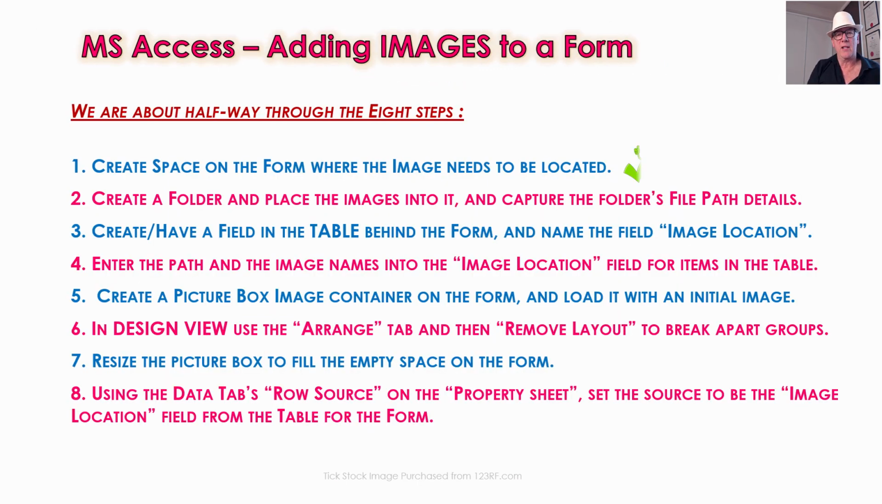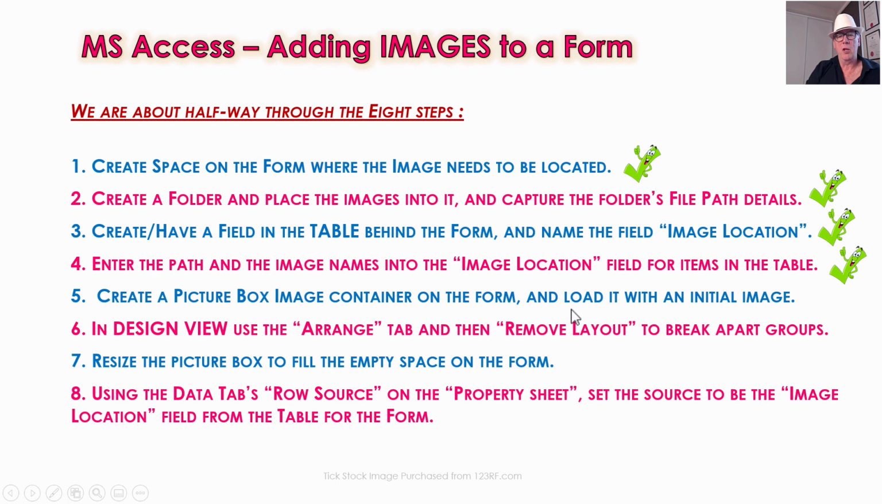So about halfway through the 8 steps, actually, there's already space on the form where the image needs to be located. So we didn't actually have to shuffle things around and make some space. We made a folder and put all of our images into it. We Control-C, Control-V that file path name, and then we put all of the addresses of the images, using that path name, into the table in a new field called image location. So we filled up that field. So we're up to the next step now, step 5, creating the picture box image container on the form and loading it with an initial image.